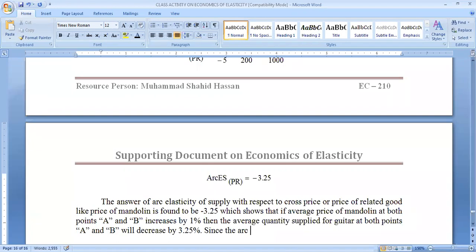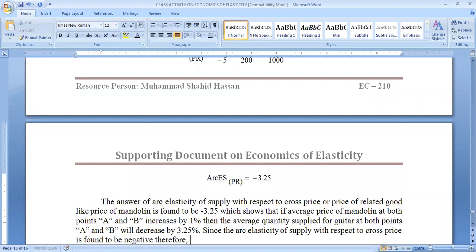Since the arc elasticity of supply with respect to cross price is found to be negative, therefore both mandolin and guitar are substitutes to one another.